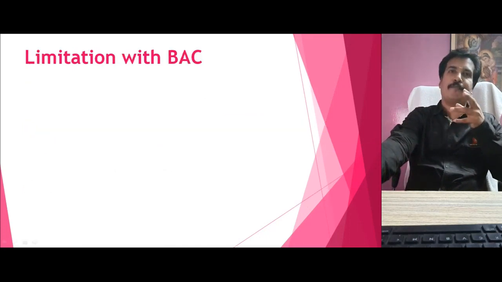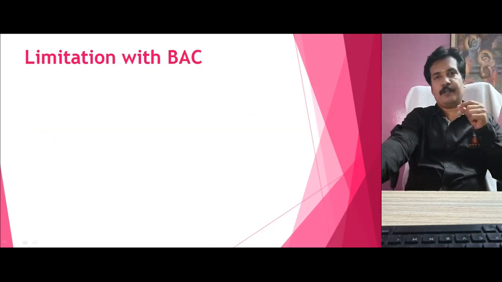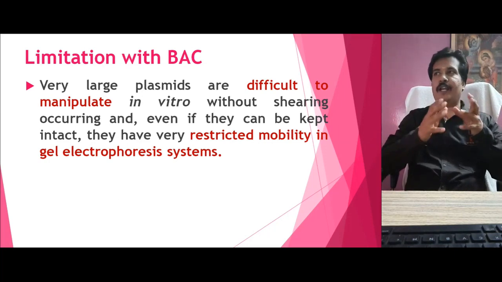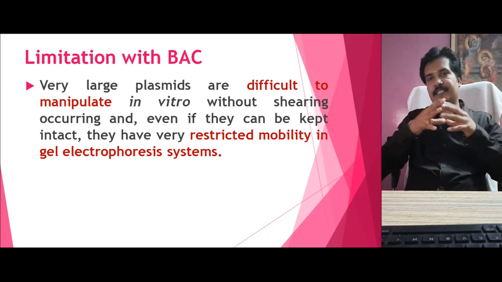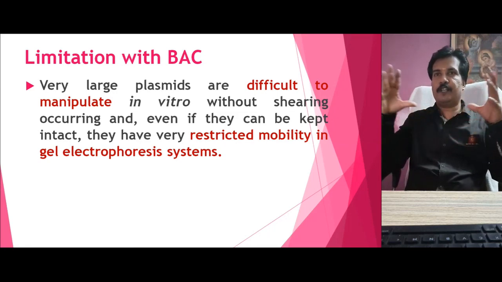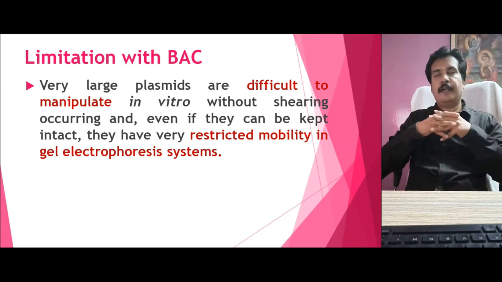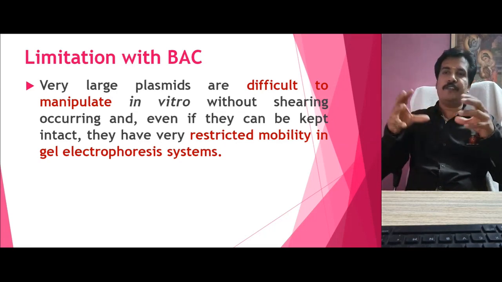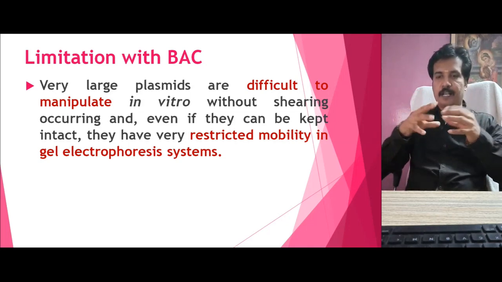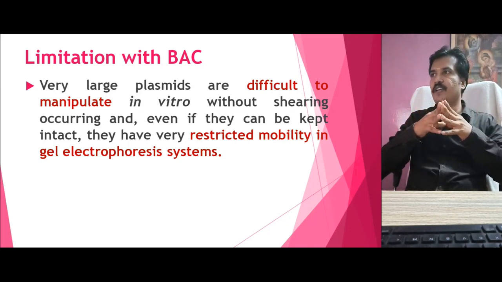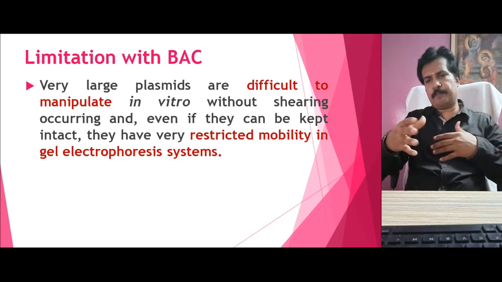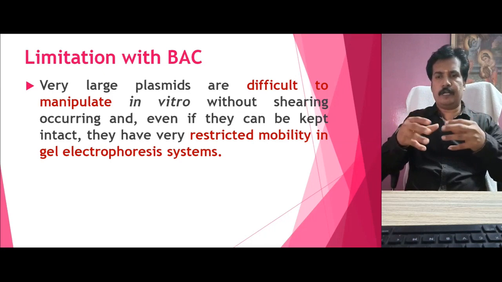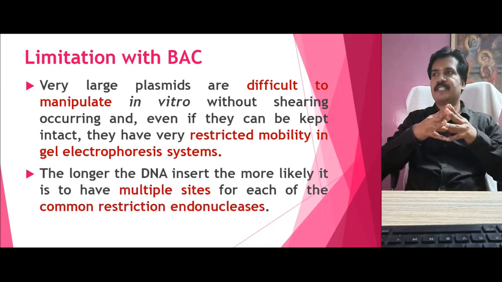So what limitations can we find with the BAC chromosome? There are two major limitations. One is that because the BAC is a very large plasmid, a very large extrachromosomal DNA, it becomes very hard to manipulate in vitro. During in vitro manipulation, if some shearing occurs, it causes instability of this vector, and moreover if we do a separation by gel electrophoresis, it doesn't give restricted motility, so the separation doesn't happen effectively.